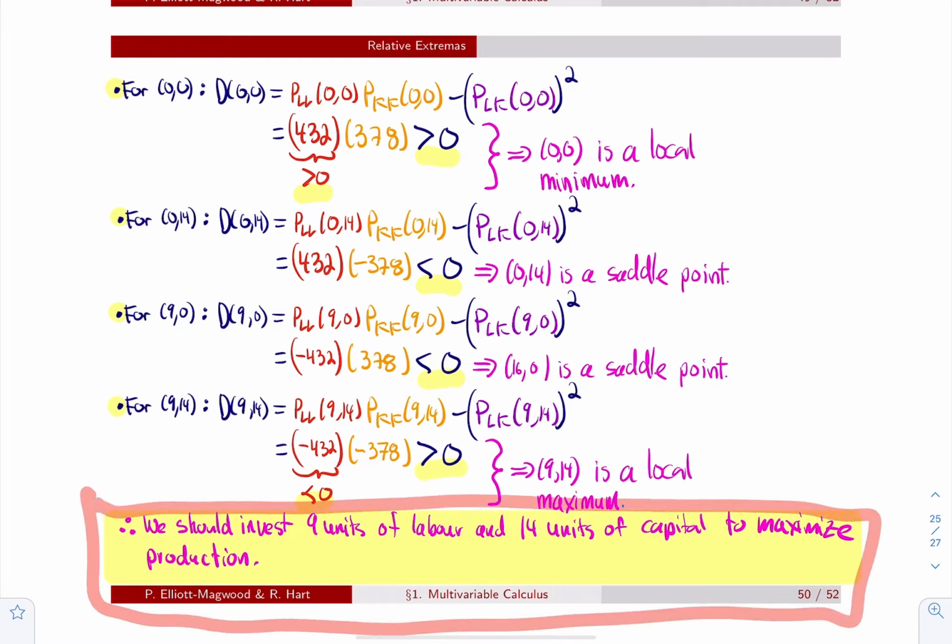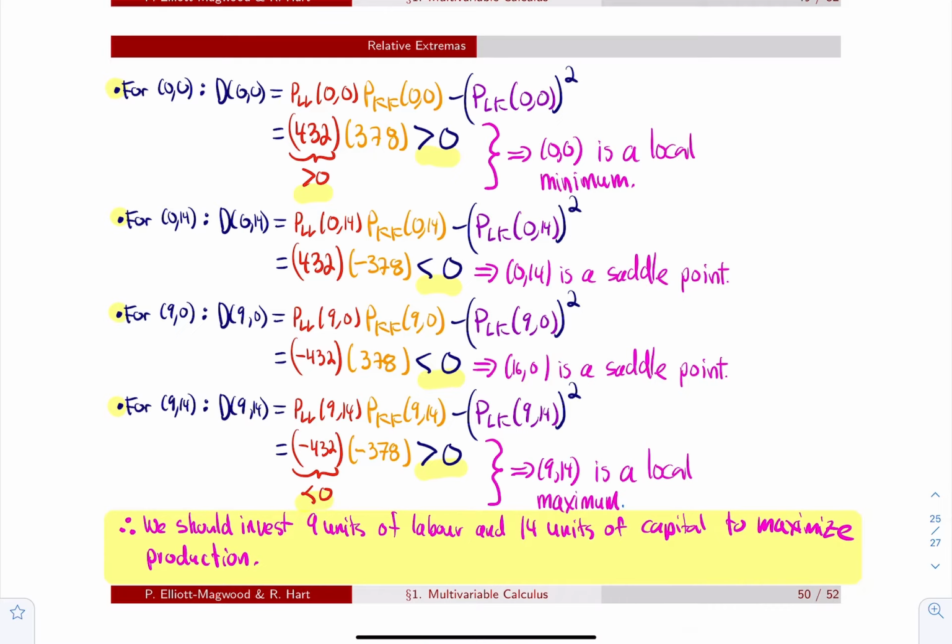Again, I'm going over the details here, but make sure you know how to fill in the blanks. All the computations are there, but make sure you understand all of them. All right, for that example, that's it.